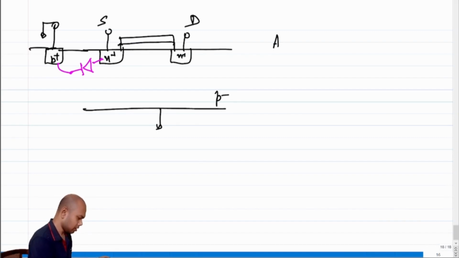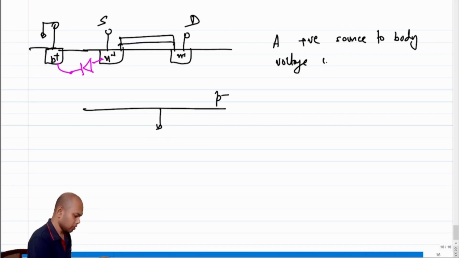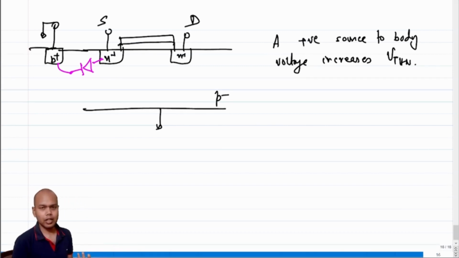So a higher source to body voltage increases VTH. If it changes threshold voltage, then obviously the transistor parameters change, but fortunately it doesn't change the threshold voltage significantly, right? It's only a small fraction of the threshold voltage, so that is why we kind of neglected it throughout the course.